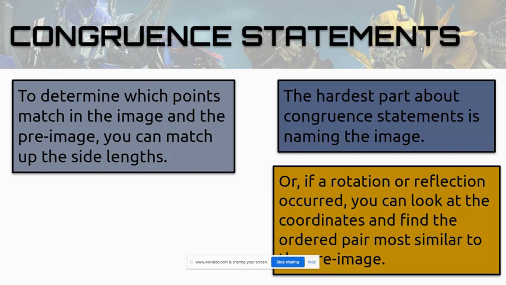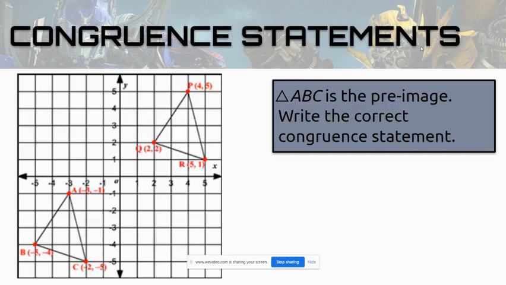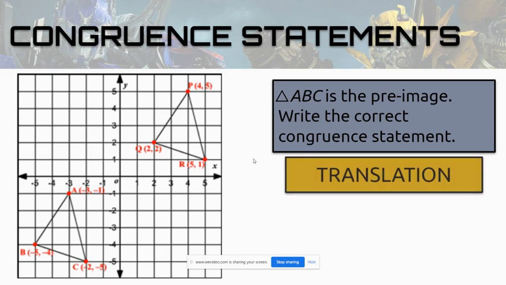So here, ABC is the pre-image, and we want to write the correct congruent statement to this other triangle that's in quadrant 1. Now, first things first, let's determine what happened. What transformation has happened? Well, I took this image, ABC, and did I just drag it up here? Yes, I did. So that's a translation.